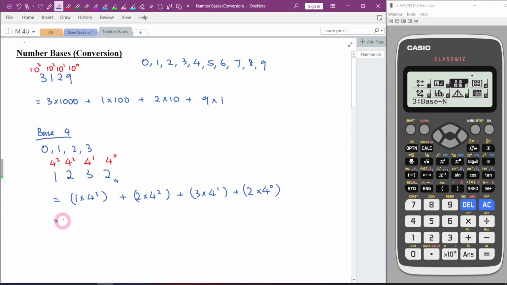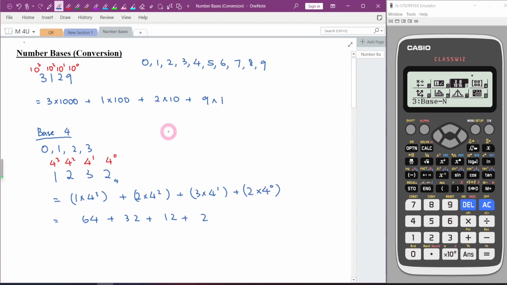Okay, now, 4 power 3 is equal to 64. 1 times 64, you get 64. 4 power 2 is equal to 16. 2 times 16, you will get 32. Okay, 3 times 4 is equal to 12. 2 times 1, be careful, 4 power 0 is equal to 1, not equal to 0. So 2 times 1 is equal to 2.